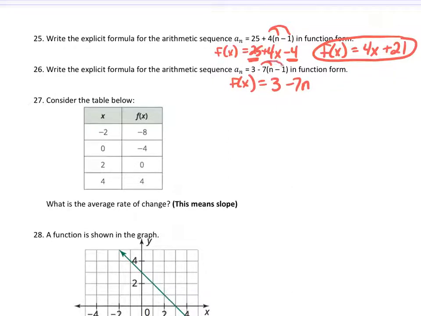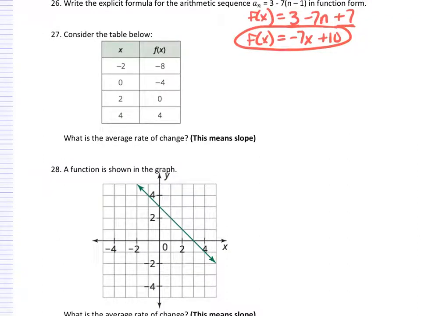Negative 7 times negative 1 is a positive 7. So when I bring it down, I have to combine like terms, and I'm going to change that to a negative 7x now. And our like terms are positive 3 and positive 7, which gives me a positive 10. So this is my equation in function form.